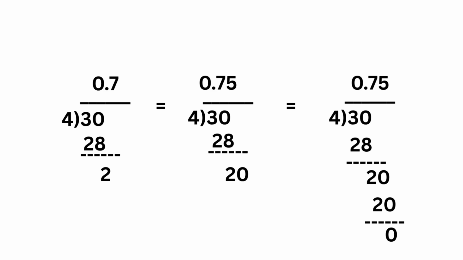So 5 times 4 is 20. You see that? At the end over there. So 5 times 4 is 20. 20 minus 20 is 0. So now there's no more remainder. We are done with the division. So our answer is 0.75.